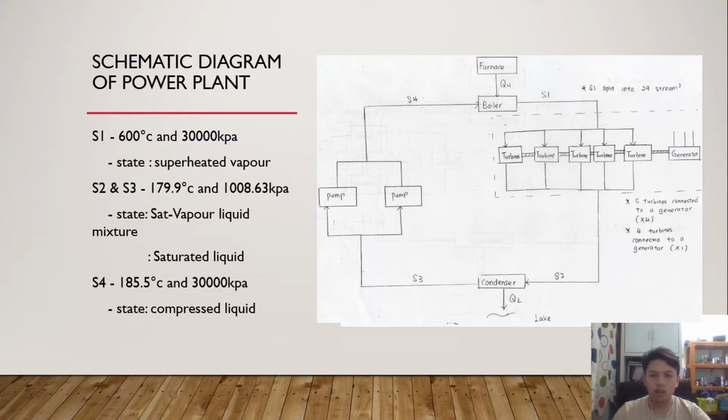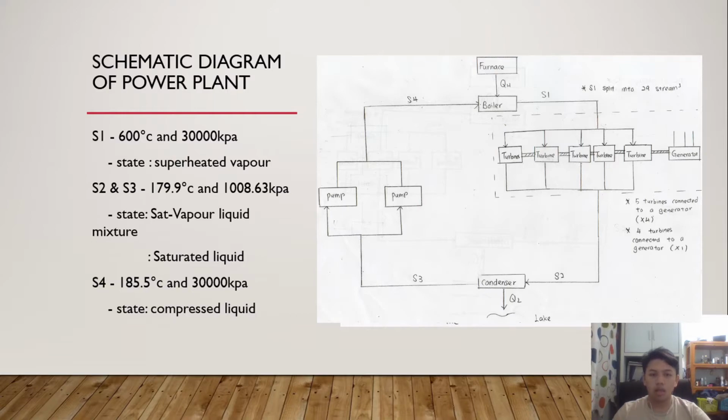S2 enters and exits the condenser at 179.9 Celsius and 1008.63 kPa in saturated liquid state. There is no temperature change of the working fluid as it only changes the phase of the fluid. Heat from the phase change is released to the lake.